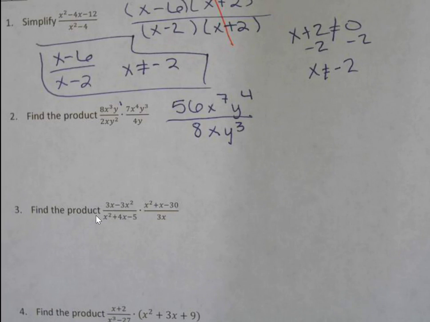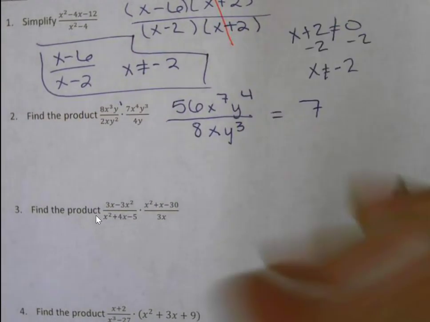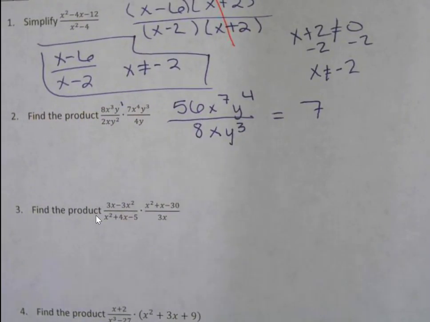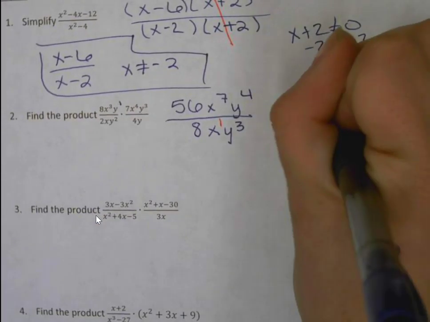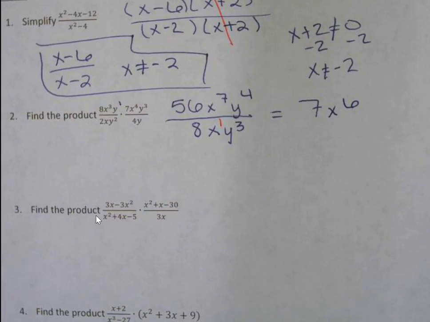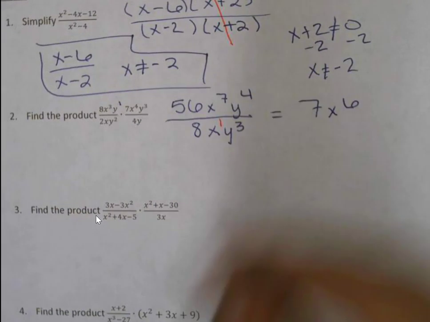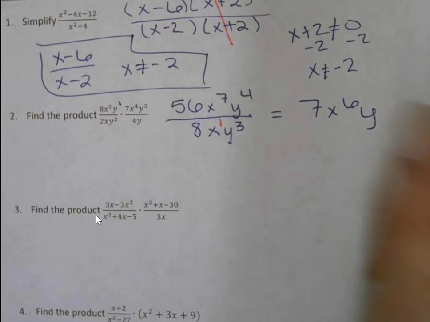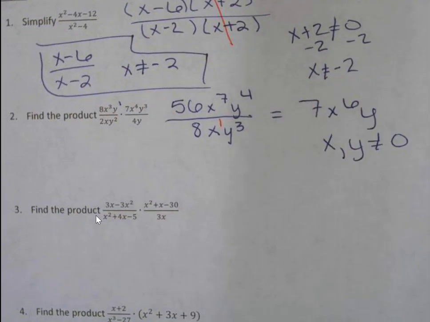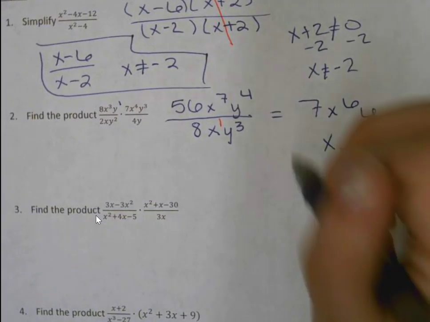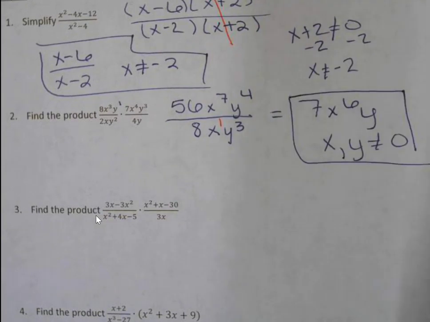What is 56 divided by 8? 7. Okay. What do I do with the 2 x's? I subtract their exponents, so 7 minus 1 is 6. And then just y. And then I also want to say here, x and y can't equal 0. Because I took them out of the denominator, so they can't equal 0. Questions on number 2?